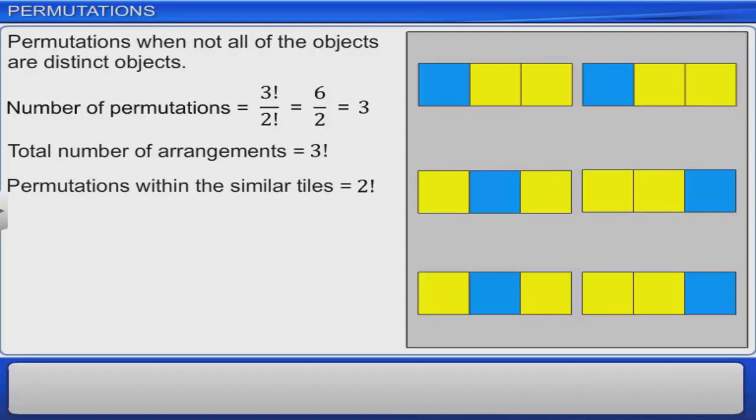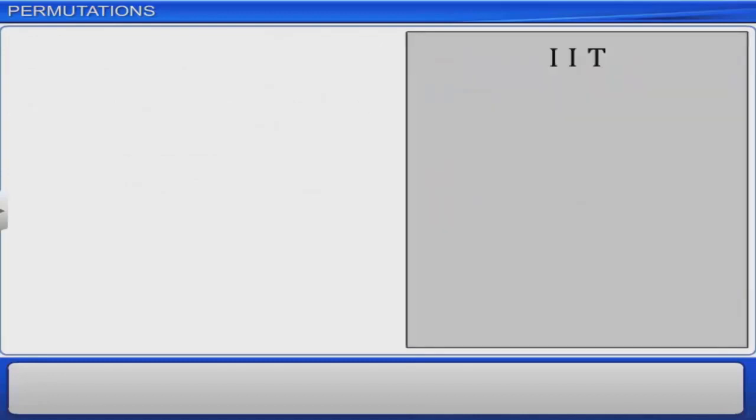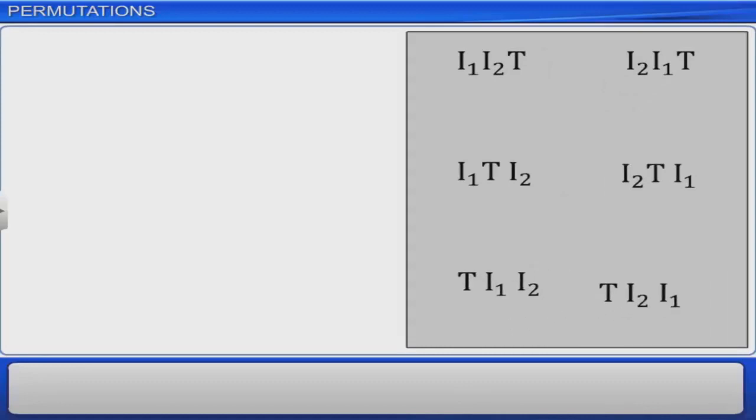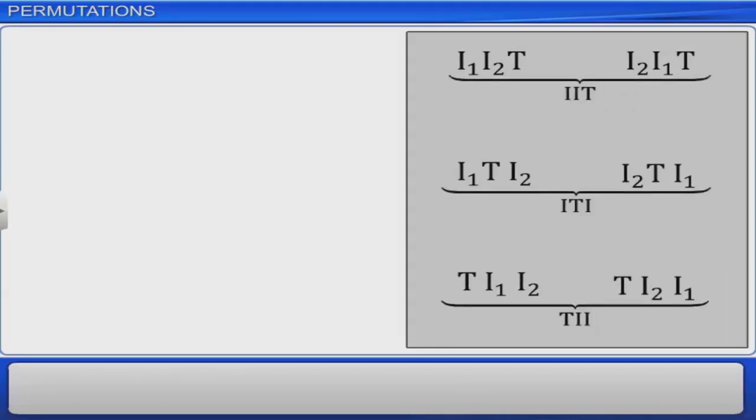Let's consider another example. Let us find the permutations of different words that can be formed with the letters of the word IIT. Let's mark the 2 I's as I1 and I2. The possible permutations are as shown. If we ignore the subscripts, the arrangements look like 3 words. Observe that every similar pair of words is formed with 2 different permutations of the 2 I's in the word. Therefore, the number of permutations is equal to 3 factorial divided by 2 factorial.